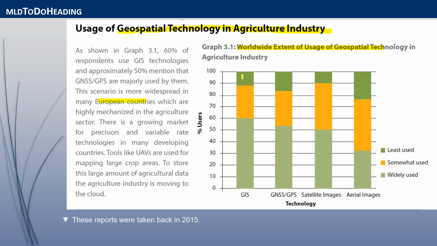This darker green region represents least used, and this light green represents widely used and somewhat used. So you can see this GIS is about 60% used all around the world. Then there is GNSS, then satellite images, and then aerial images.